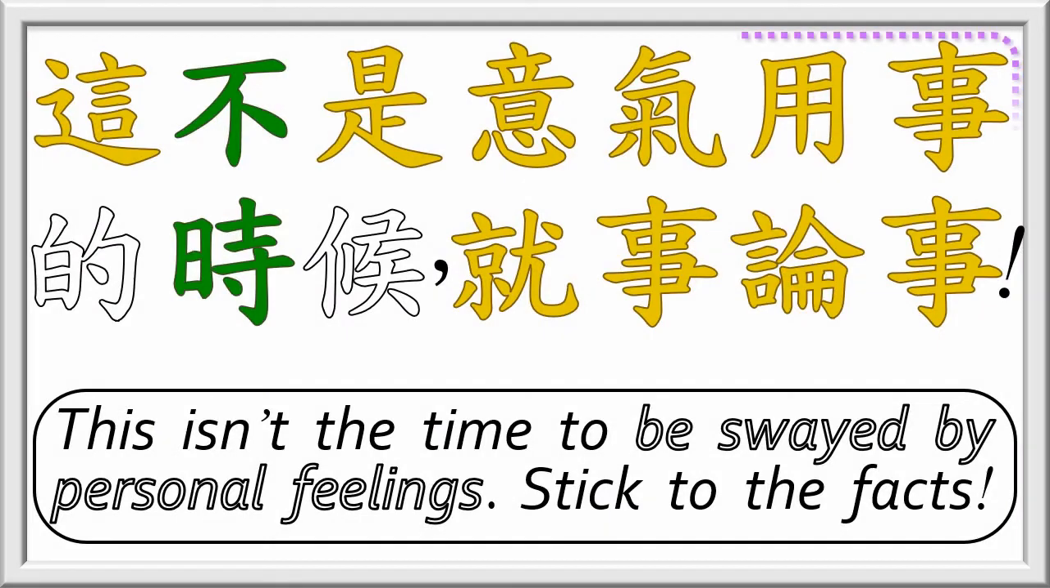Another four-character idiom is 意气用事, meaning to be swayed by personal feelings or to act impulsively. 这不是意气用事的时候，就论事. This isn't the time to be swayed by your personal feelings. Stick to the facts.